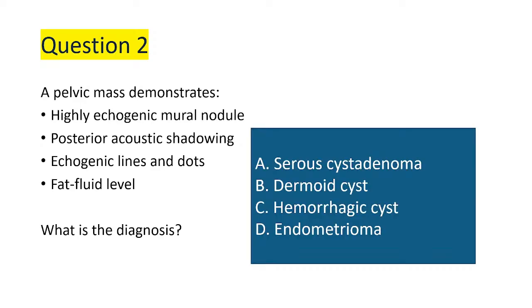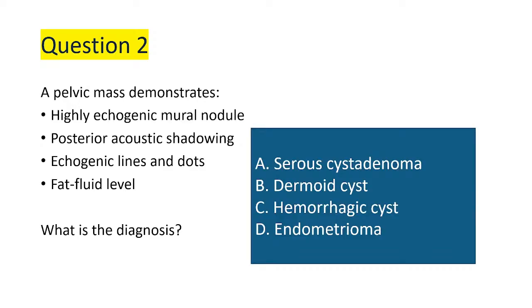A pelvic mass demonstrates highly echogenic mural nodule, posterior acoustic shadowing, echogenic lines and dots, fat fluid levels. What is the diagnosis? A. serous cystadenoma, B. dermoid cyst, C. hemorrhagic cyst, and D. endometrioma. This is a pelvic mass with a highly echogenic mural nodule that portrays a posterior acoustic shadow.